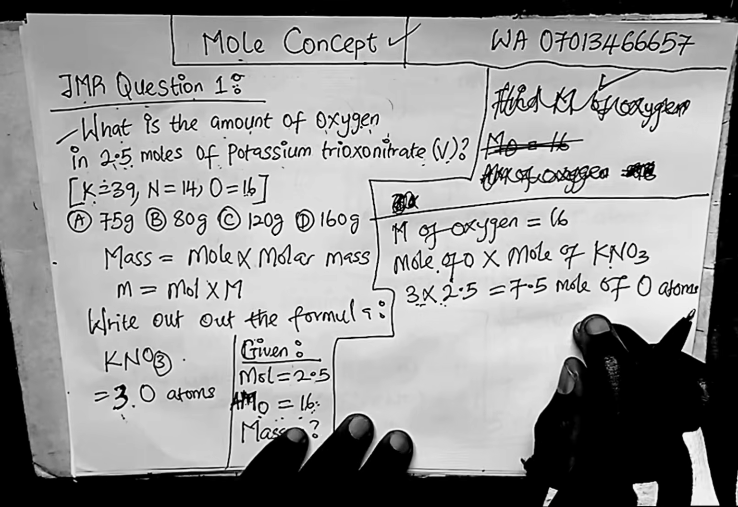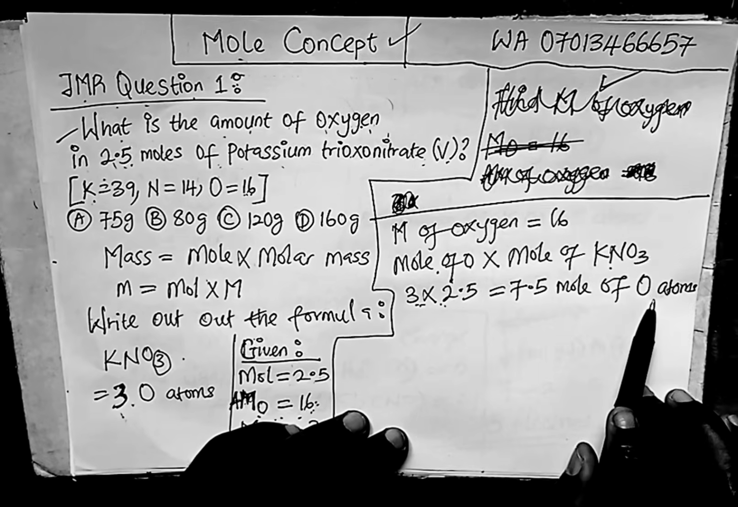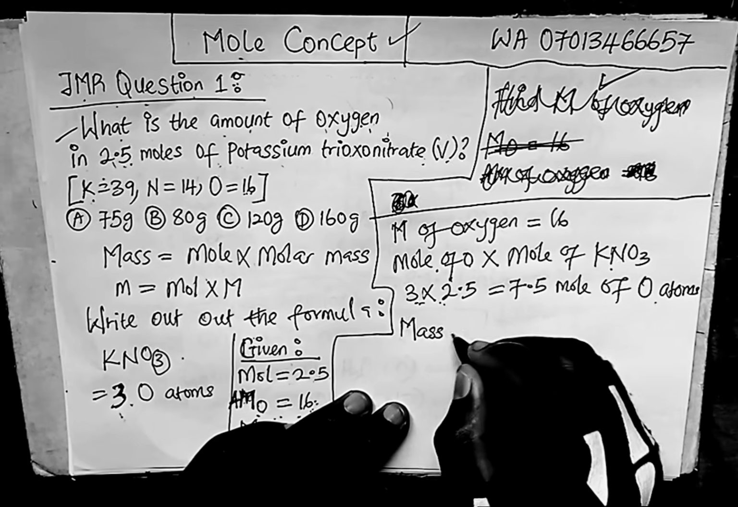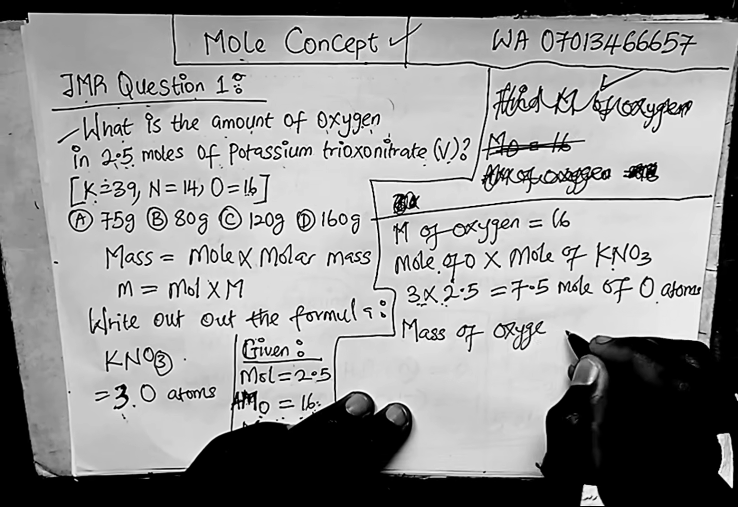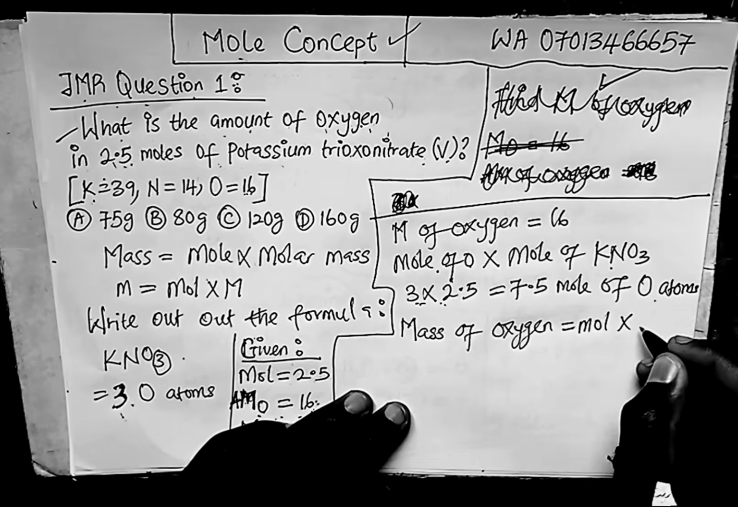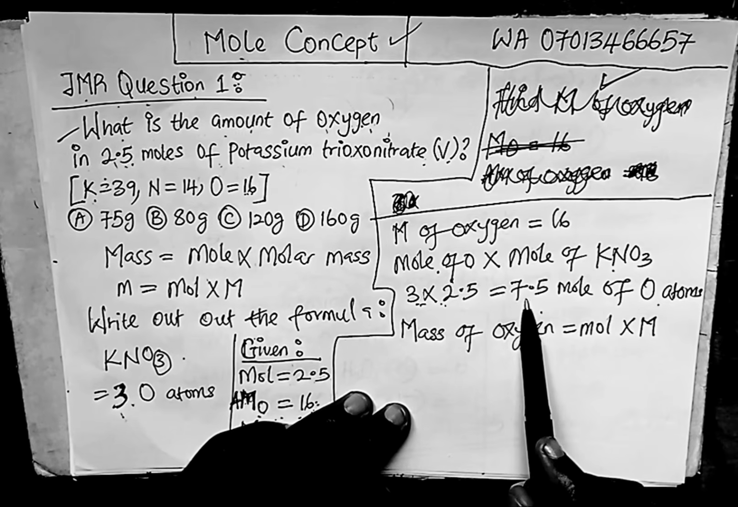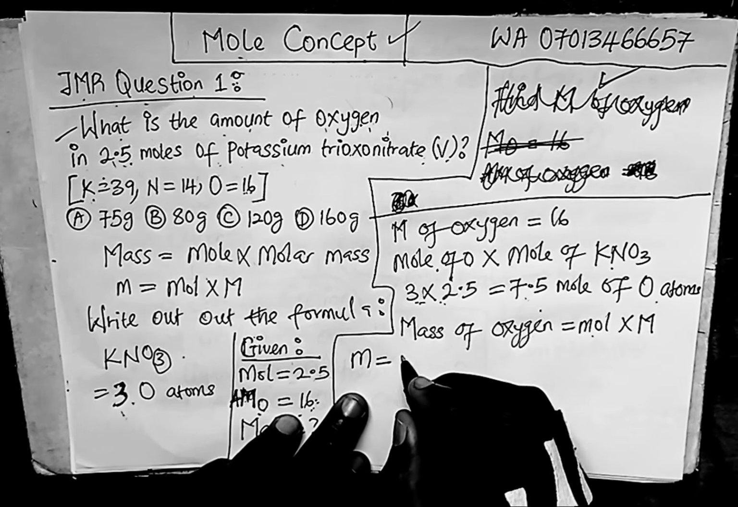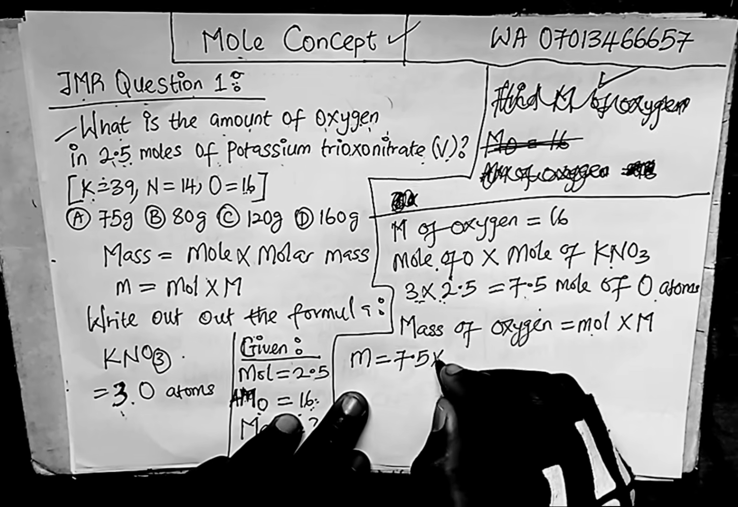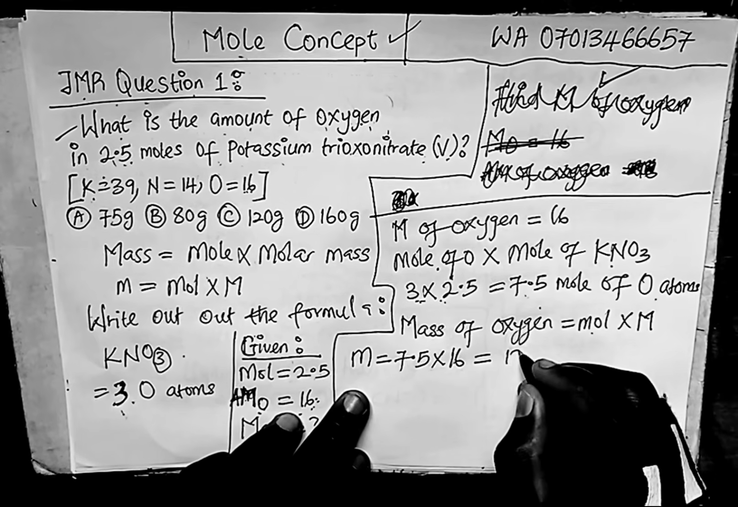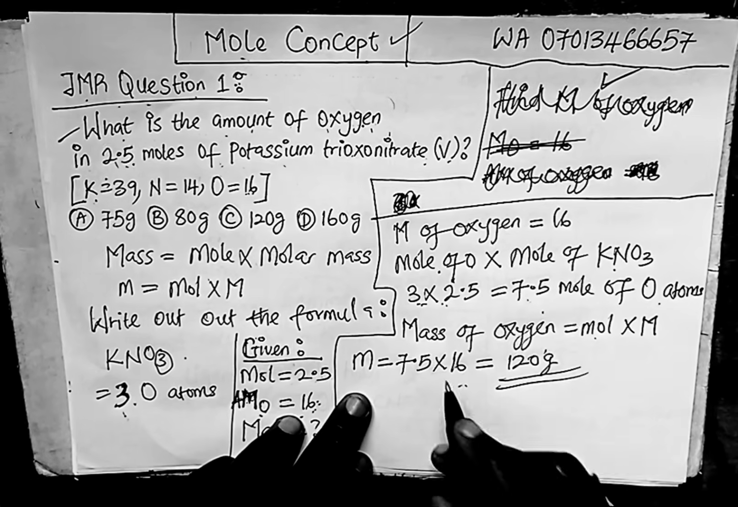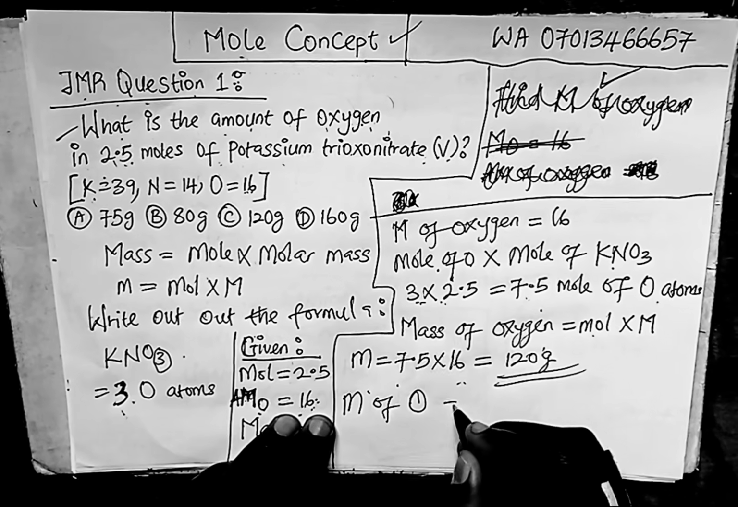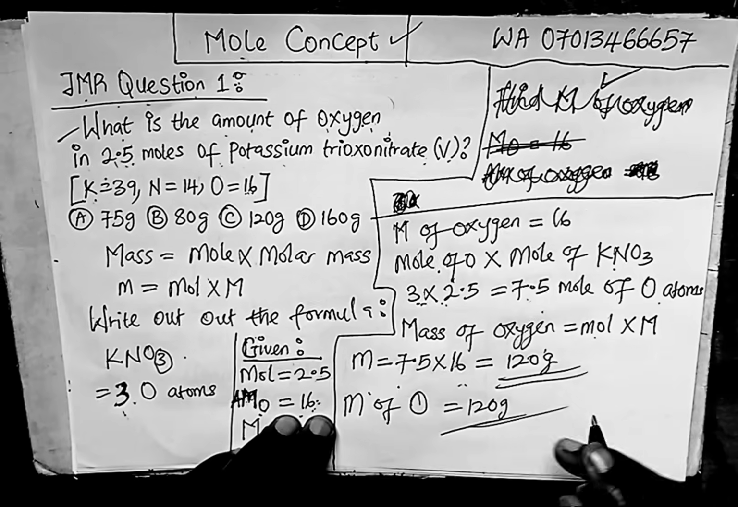Therefore, the mass of oxygen will now be mole times molar mass. This one is the formula. The mass of oxygen is equal to mole times molar mass. What's the molar mass? 16. What's the mole? 7.5. 7.5 times 16 will give us 120 grams. So this is the mass of oxygen, equal to 120 grams.